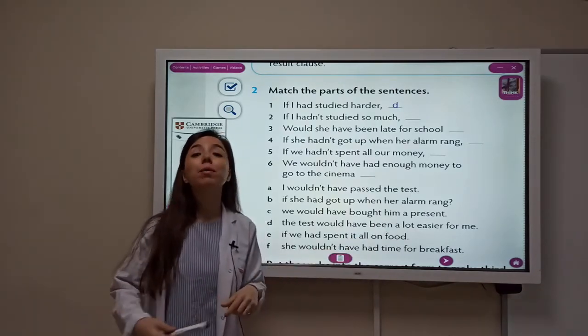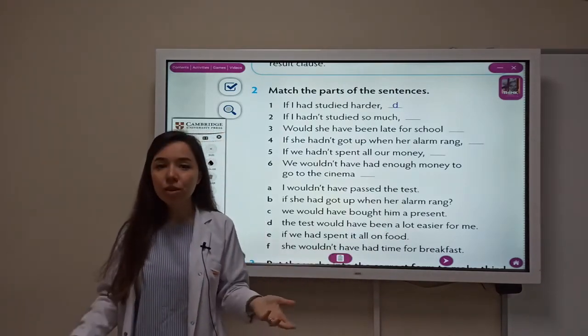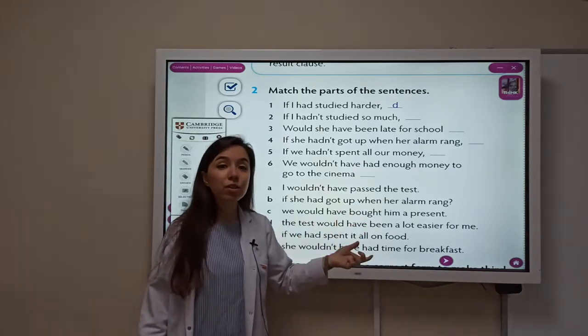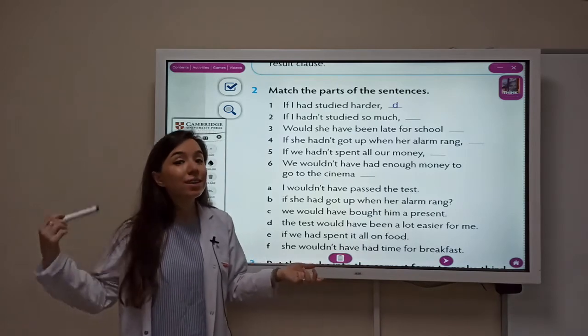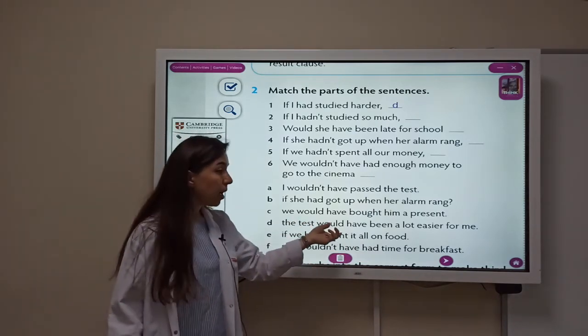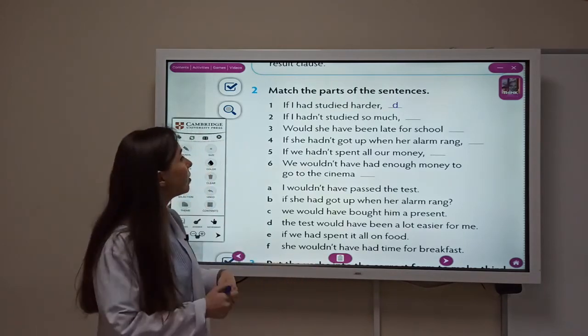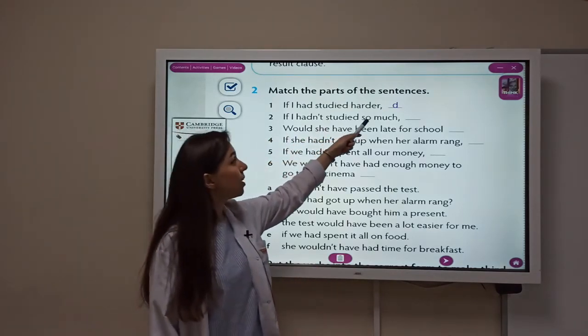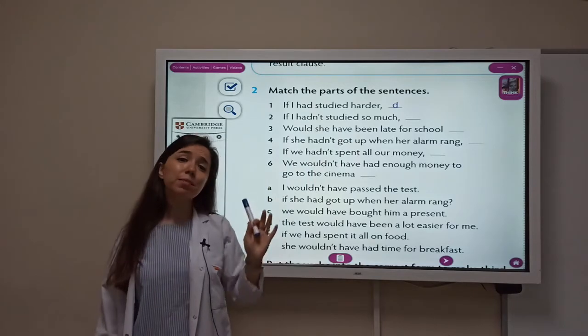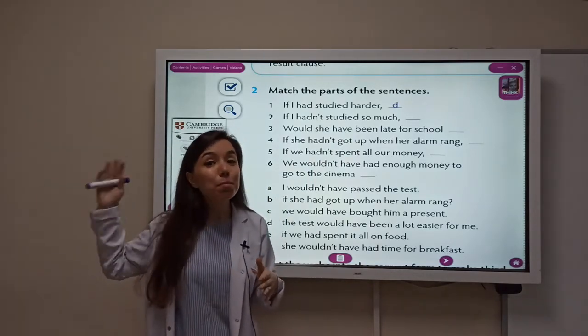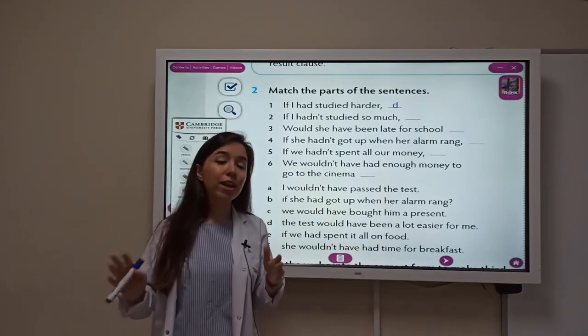But because in the past, that's the unreal situation. I didn't do it, so the result is going to be imaginary for me. Because I hadn't studied hard, the test wouldn't have been easier for me. Yes, this is the imaginary thing. If I hadn't studied so much, please pay attention that this situation is something in the past and unreal situation. It's not about the present time.